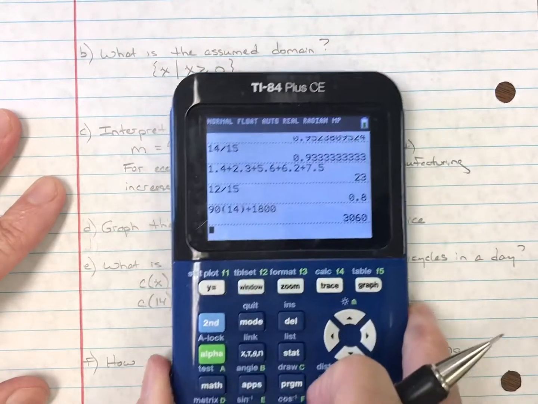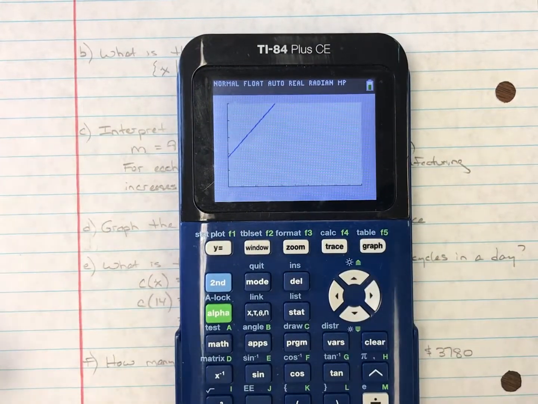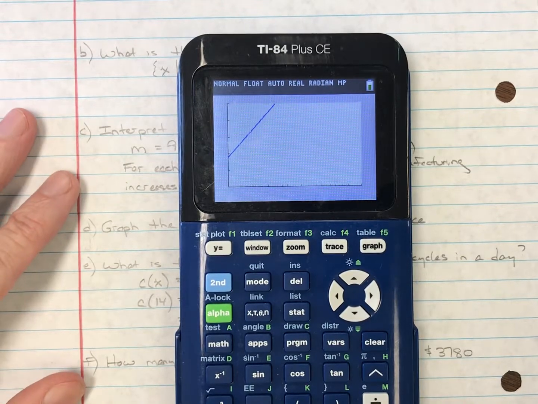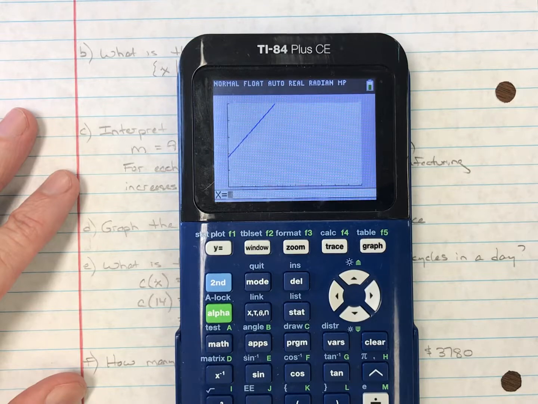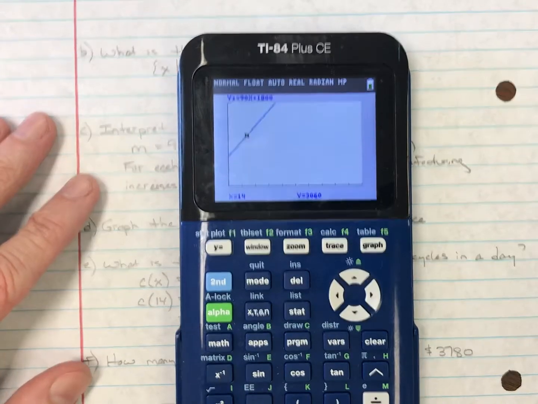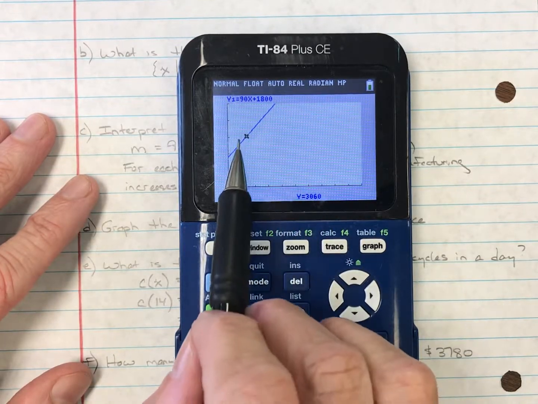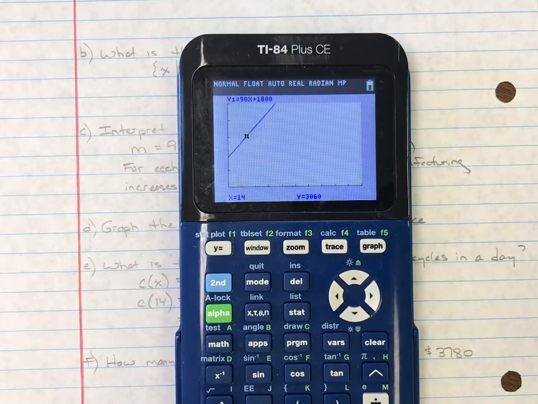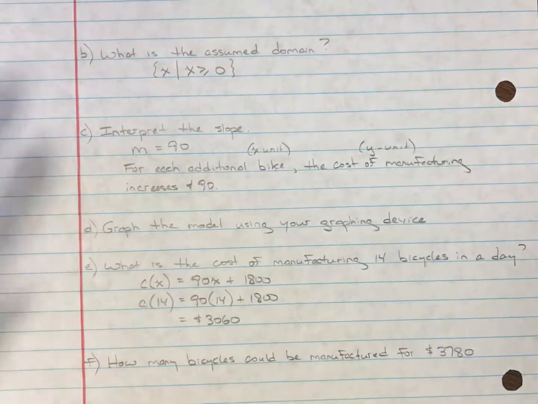Okay, let's take a look. Okay, let's go back to the graph. Here's my graph. Okay, let's see. Let's go to second calc. I want a value. I want to manufacture 14 bikes. So I'll put x equals 14 and press enter. And sure enough, $3,060 is a point on my function. It's what it's going to cost me to manufacture 14 bikes.